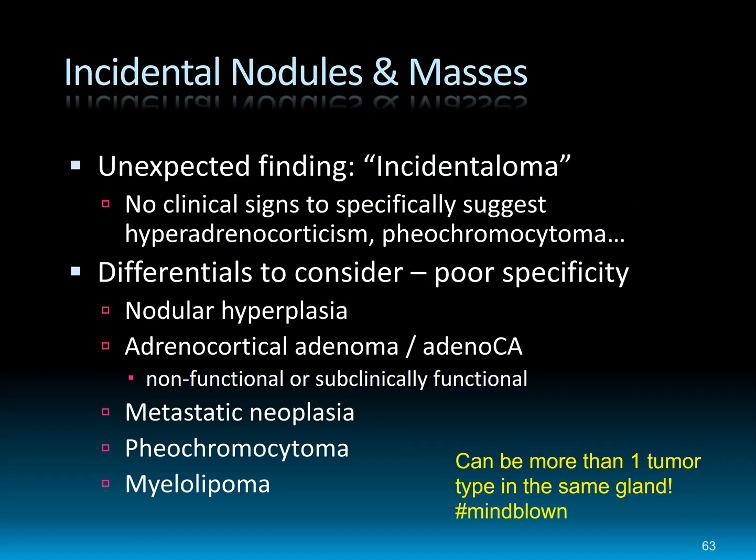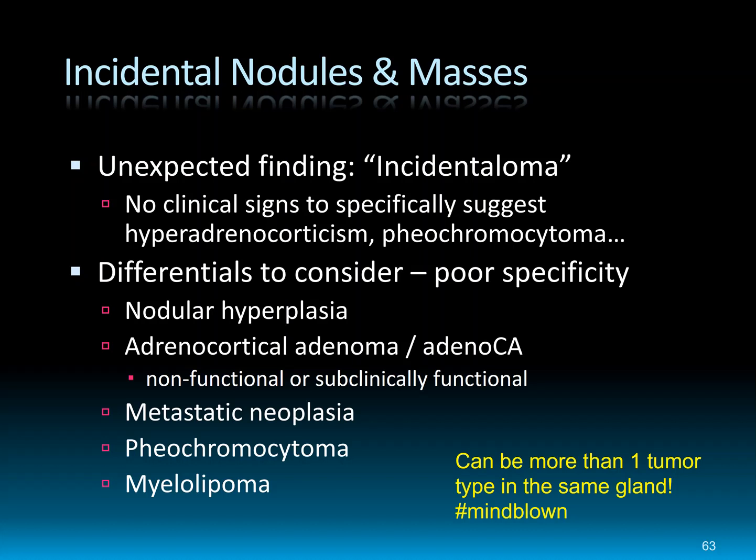We do see incidental nodules with some frequency in the adrenal glands, often referred to as incidentalomas, if we have no reason to believe or expect that they were going to be there, so no evidence of hyperadrenocorticism, no high blood pressure, tachycardia, anything like that. They still could be malignant, so you could just have an early pheochromocytoma, an early carcinoma, but a lot of times we'll see nodular hyperplasia or incidental adenomas.